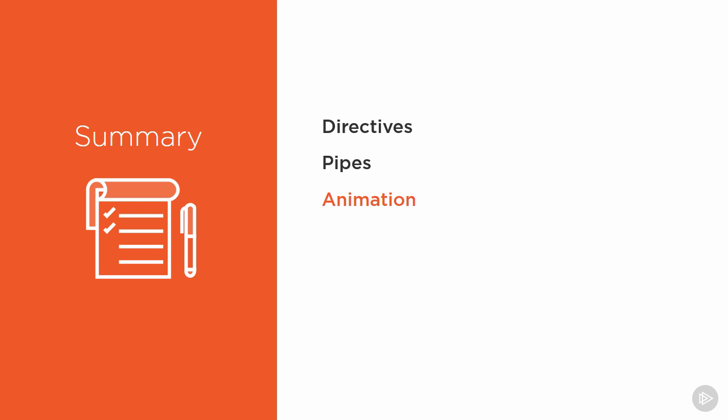Next, we looked at animation. We saw how to install the animations package, import it properly into our module, and then set up a trigger. We saw how to attach the trigger to an element and how to change the state of the animation so that the animation gets performed.